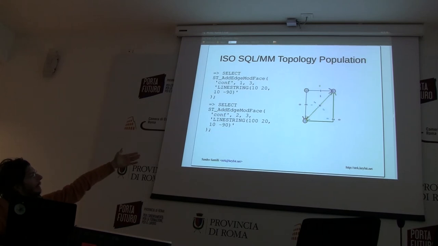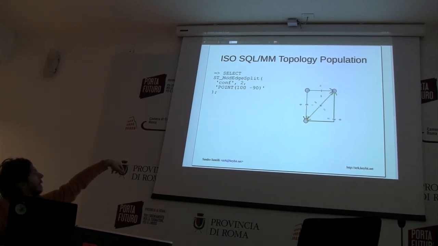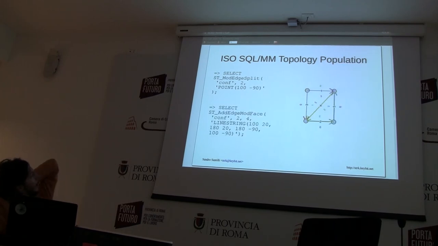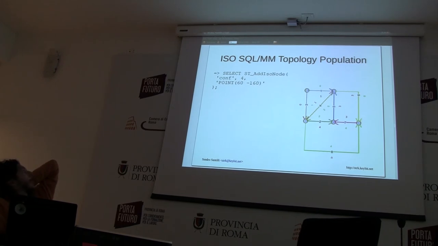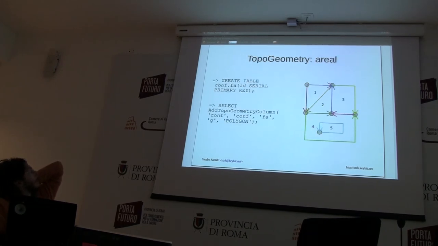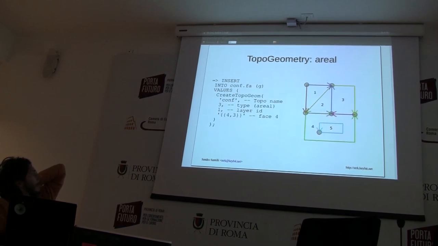Now there's only one phase. When you add the edge, automatically the second phase is created. The split edges add edges by splitting phases. And then you can create a topo geometry. For example, this one creates a topo geometry which represents the area covered by phase 4.